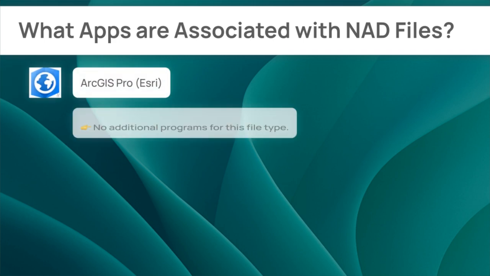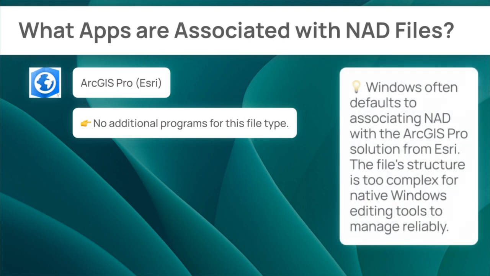Technically, the best program for NAD is usually ArcGIS Pro from Esri. Proper interaction and modification must be done through a dedicated utility for stability. Windows lacks support for coordinate transformations, so GIS software must manage these files.